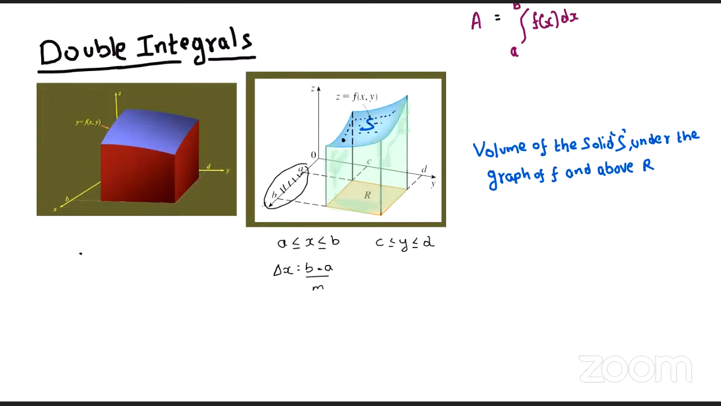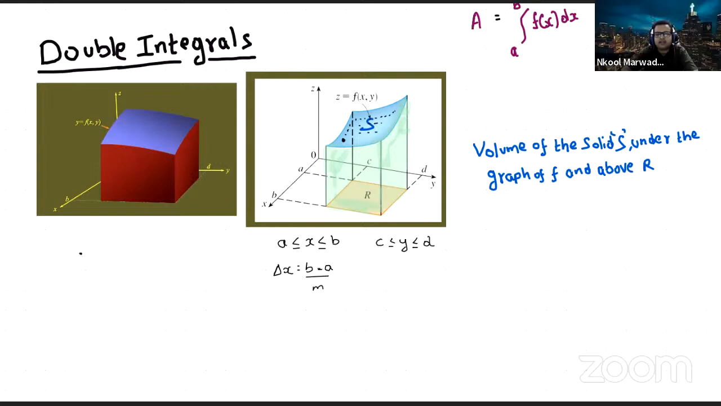Similarly, for the y-axis, I will be breaking it into delta y, which is (d minus c) by n. I will be breaking it into n pieces. So for the y-axis, I have small delta y's, and for the x-axis, I have small delta x's. Till here, it is clear. Yes, sir, it's clear.